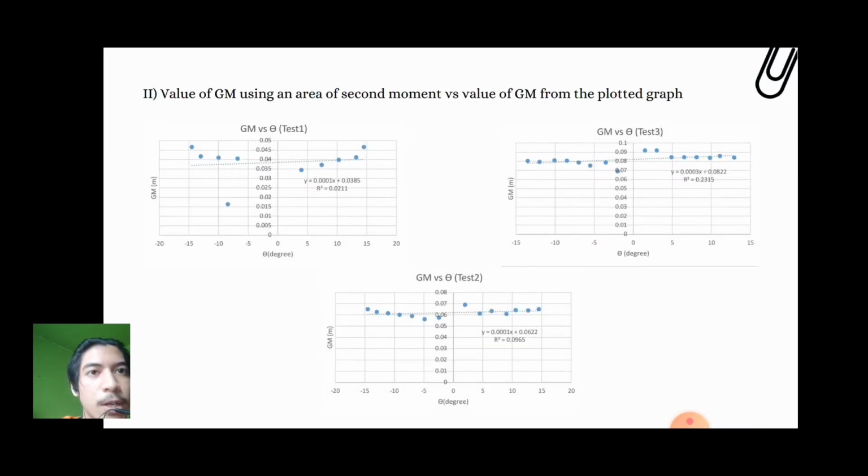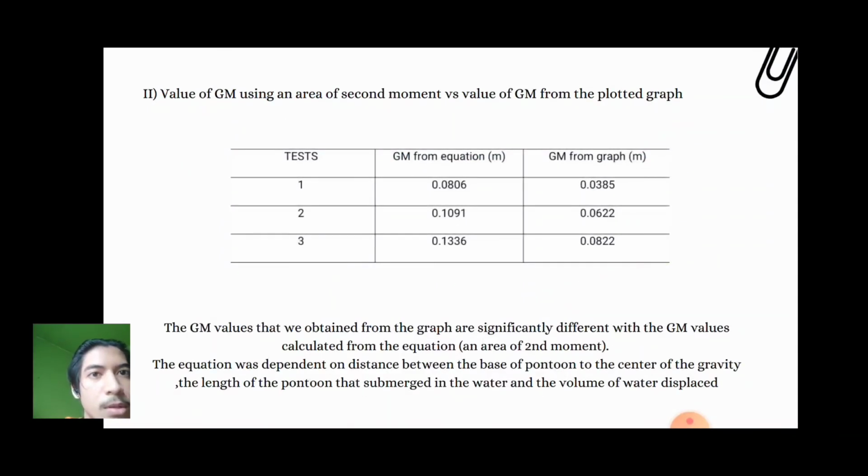2. Value of GM using the area of second moment versus the value of GM from the plotted graph. You can see here, this is the graph for test 1, test 2 and test 3. So to simplify it, we put it in a table and we get to see the differences between GM from the equation and from the graph.